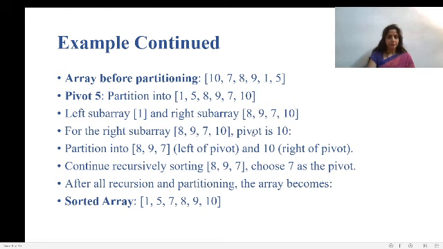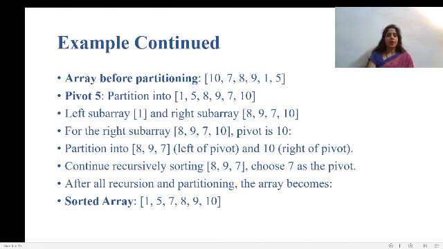8, 9, 7, 10. Pivot is 10. Now 8, 9, 7, 7 will go towards the left hand side of the pivot element, because these elements are less than 10, and no element goes towards the right hand side of the pivot element, because there are only 4 elements and 10 is the largest element, right? Now 8, 9, 7 again, so left hand side 8, 9, 7 and right hand side 0.